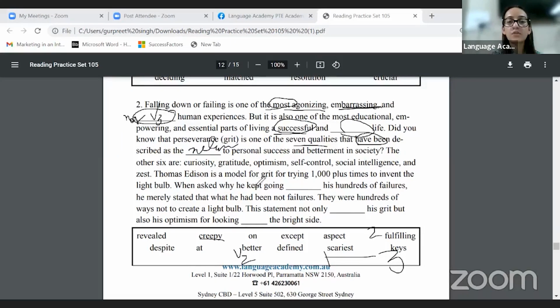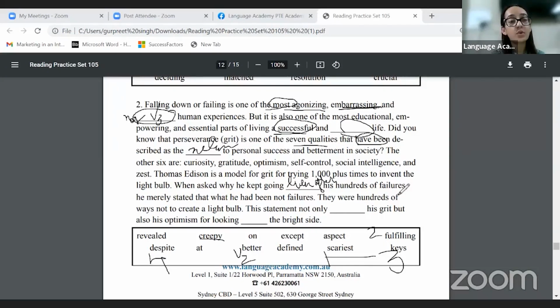Thomas Edison is a model for grit for trying 1000 plus times to invent the right bulb. When asked why he kept going dash his hundreds of failures. So here the answer is despite. You can write down an easy rule on where to use despite: wherever you can fit "even after", there you can go with despite. So let's fit "even after" here. When asked why he kept going even after hundreds of failures, that is when you should use despite.